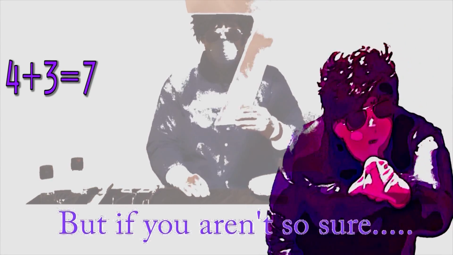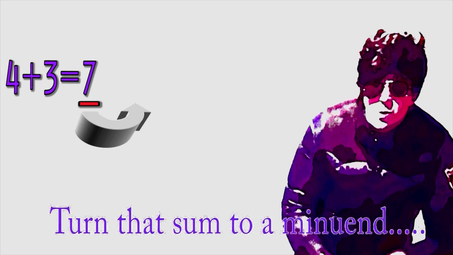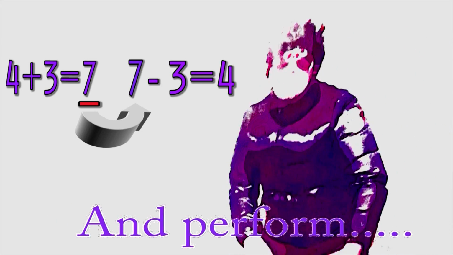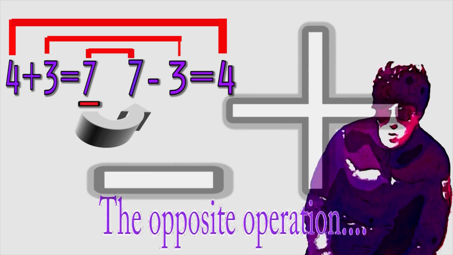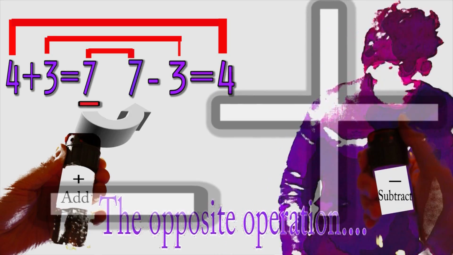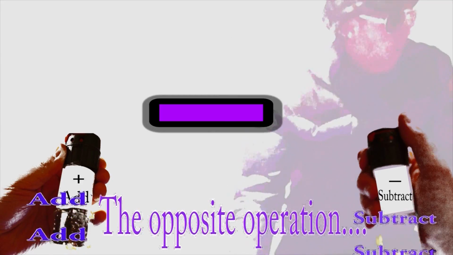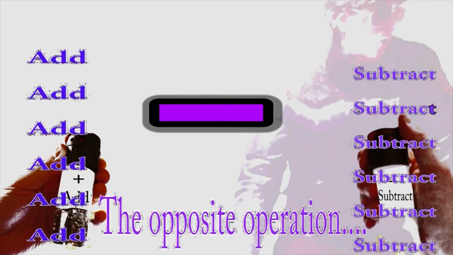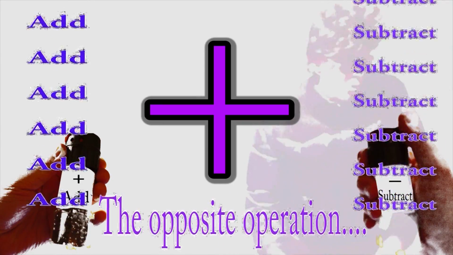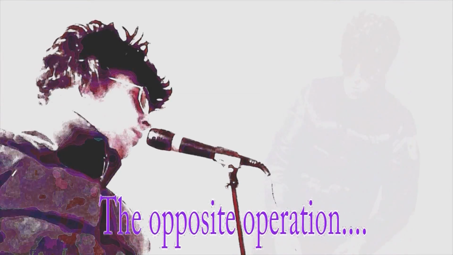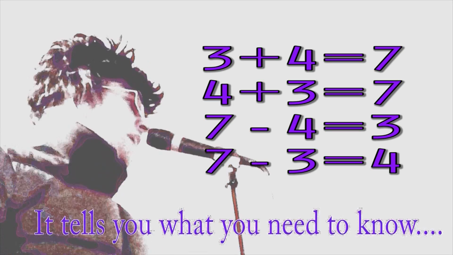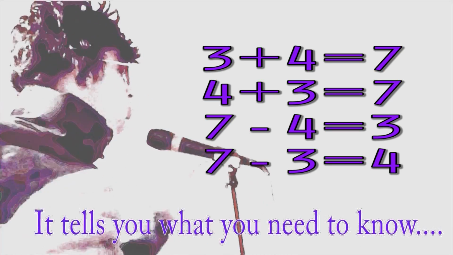Congratulations, if you've got 7, that is right. If you aren't so sure, turn this sum to a minuend and perform the opposite operation. Add, subtract. Just look at the fact family, it tells you what you need to know.